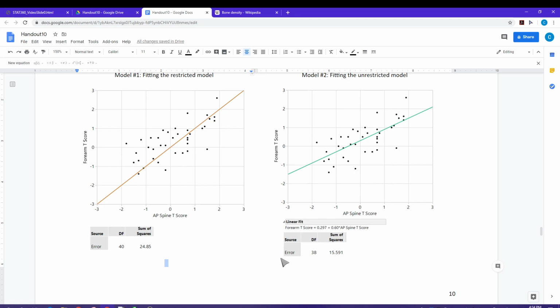So for the numerator, what I'm going to be doing is just taking 24.85, subtracting the sums of squares from my unrestricted model, which is 15.59. And then divide that by 40 minus 38.